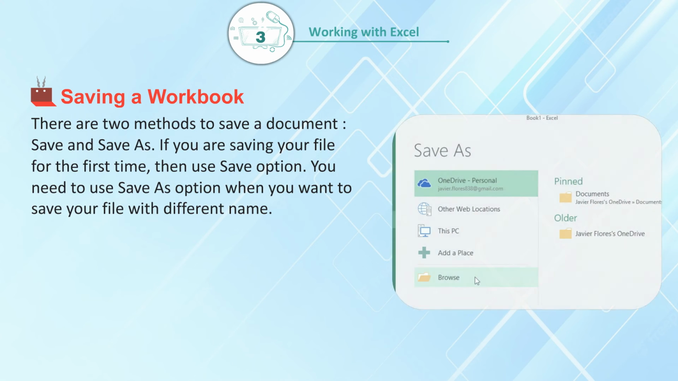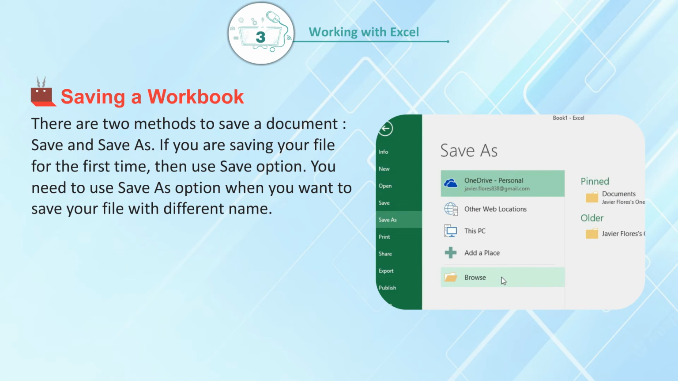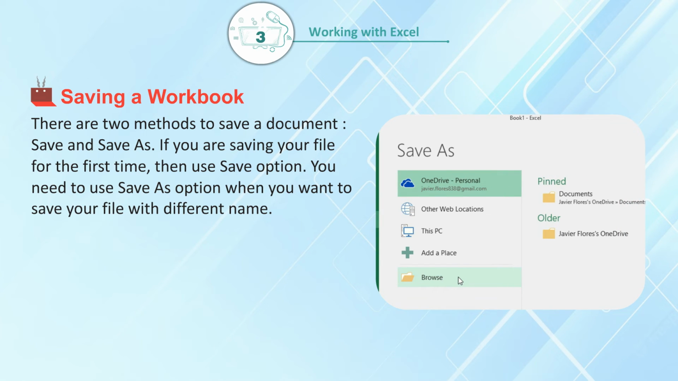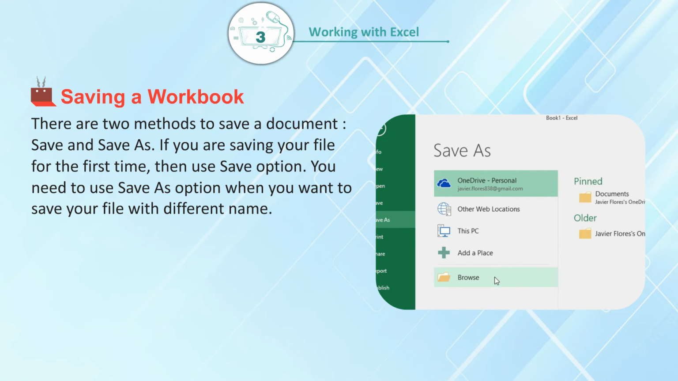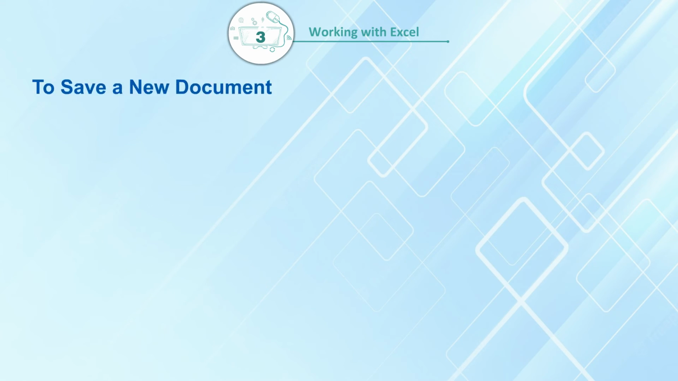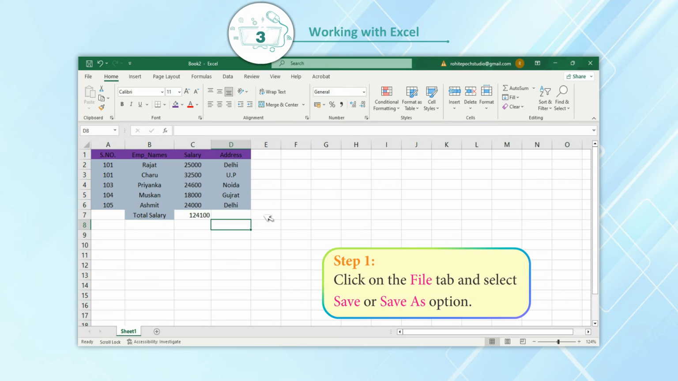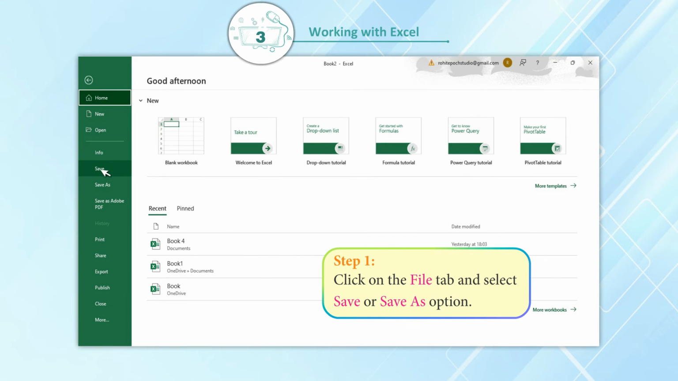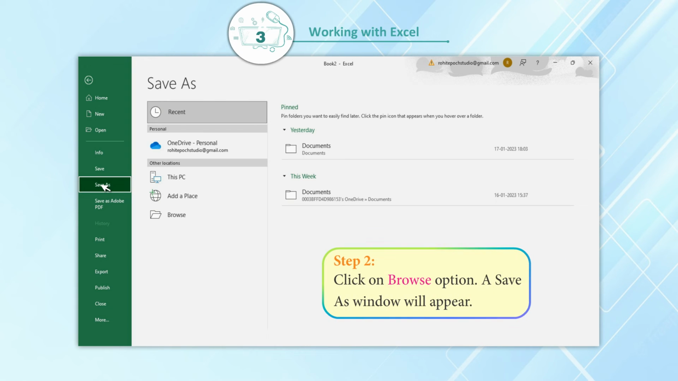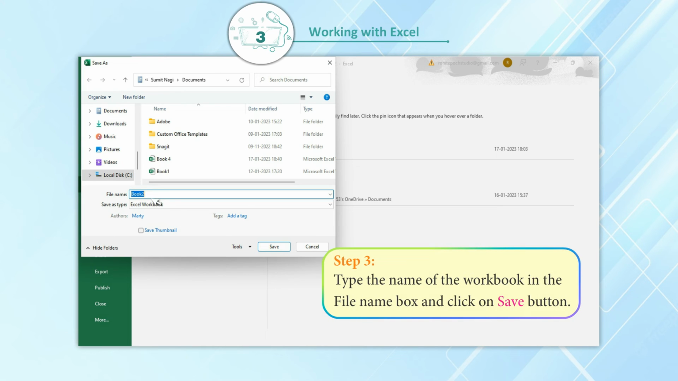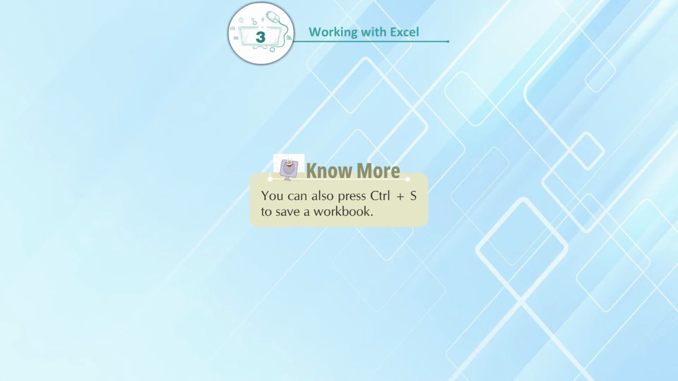Saving a workbook. There are two methods to save a document, Save and Save As. If you are saving your file for the first time, then use the Save option. You need to use the Save As option when you want to save your file with a different name. To save a new document, the steps are as follows. Step 1. Click on the File tab and select the Save or Save As option. Step 2. Click on the Browse option as the Save As window will appear. Step 3. Type the name of the workbook in the File name box and click on the Save button. Note: you can also press Ctrl plus S to save a workbook.